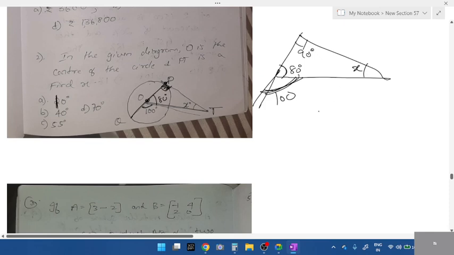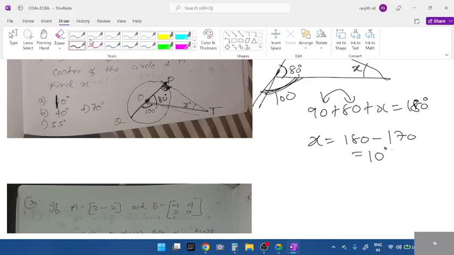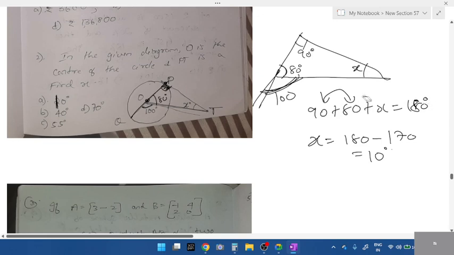What's the value? 90 plus 80 plus x is equal to 180 degrees. How did you get 40, Adya? 90 plus 80 is 170. The center is outside the circumference. Okay, you have to use the sum of interior angles, students. The sum of interior, x is 10. I should have given 10 here. I have given 20.